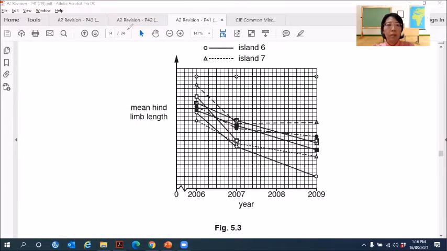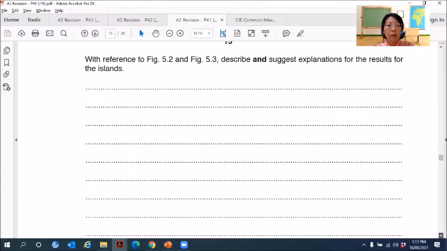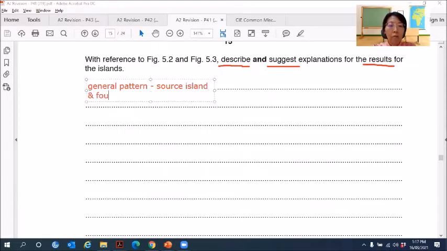So let's see what the question is trying to ask you here. With reference to figures 5.2 and 5.3, describe and suggest explanations for the results for the islands. So two keywords: describe. Remember, describe means describe the graph that's given to you, right? The general pattern as well as the differences between individual islands. So tell me about the general pattern for the source island as well as the founder islands. What happened to the hind leg length?